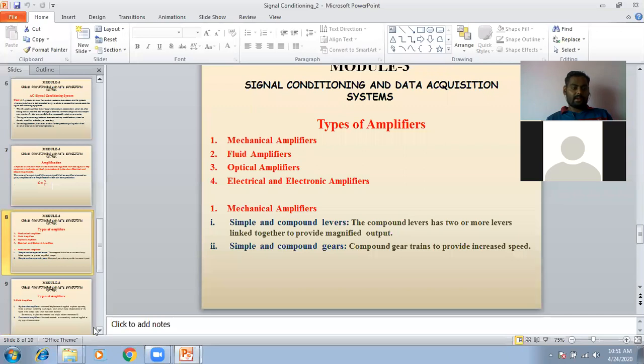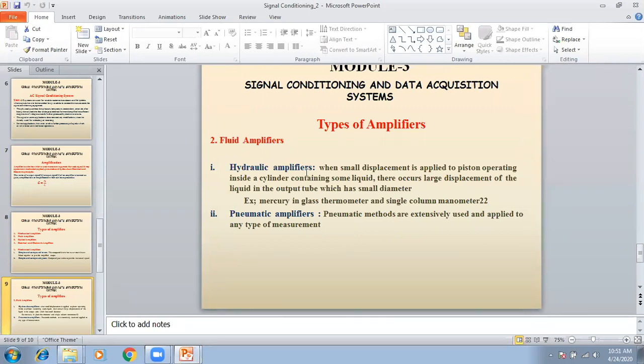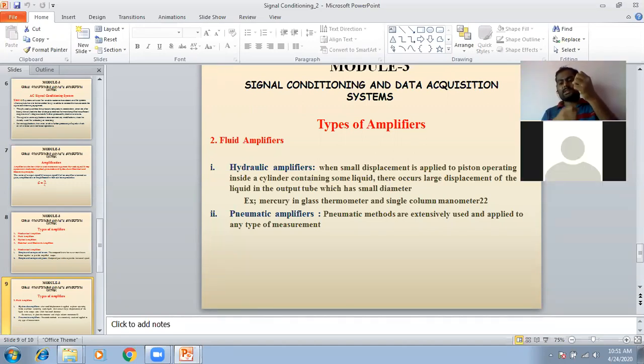Next, after mechanical amplifiers, fluid amplifiers. In the fluid amplifiers, there are hydraulic amplifiers and pneumatic amplifiers. Hydraulic amplifiers work when a small displacement is applied to the piston operating inside a cylinder. I am using two cylinders here. One is a larger cylinder, another one is a smaller cylinder at the downward, right? So from the larger cylinder to the smaller cylinder, if I pour some liquid to enter through the smaller cylinder, what happens? It will distribute in the smaller cylinder more and more. Okay, so that is the concept here.